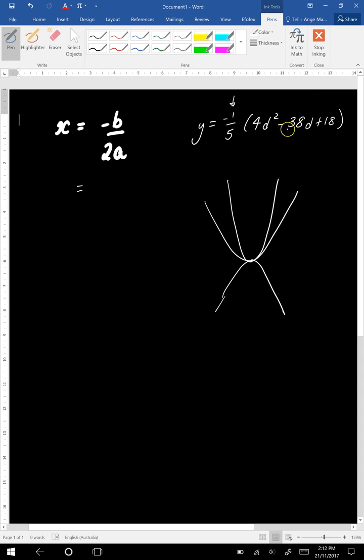So I'm going to look at minus b, so that's minus 38. So you were correct, Rion, that it's just 38 over 2 times a, being 4. So 2 times 4 is 8. And we work that out. 38 divided by 8 is, lo and behold, 4.75.